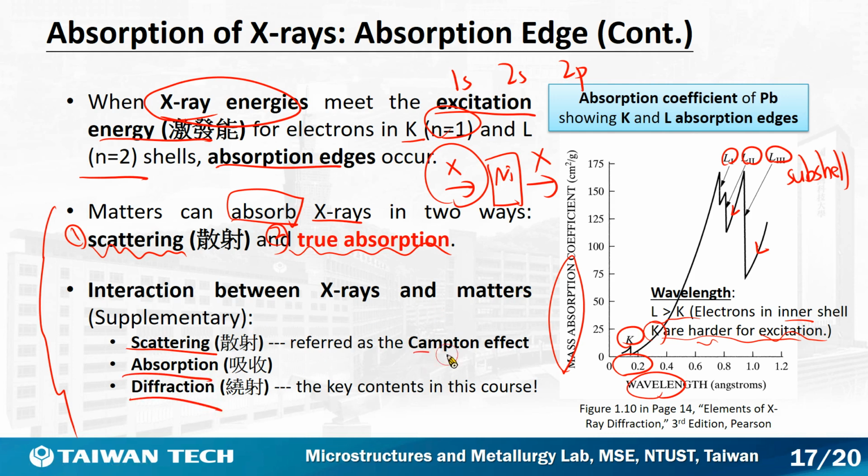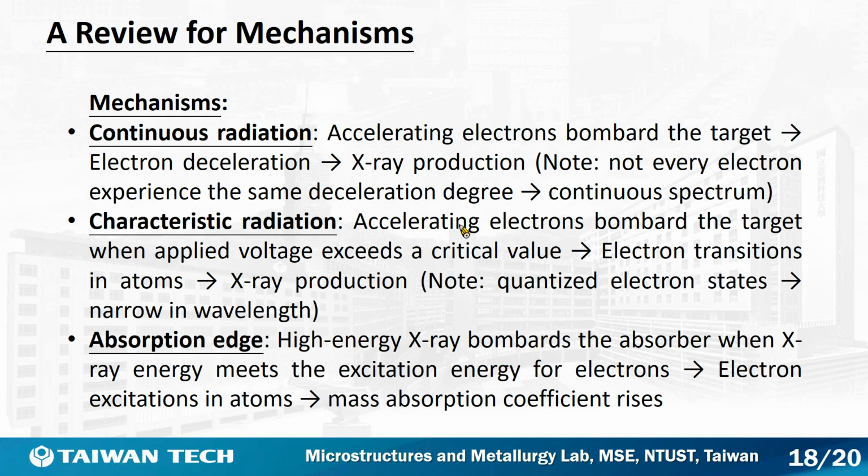For scattering, it's about the Compton effect. We will not talk about it here. Absorption is what we said here. And diffraction is the key concept in this course. We will discuss it in the later chapters. Okay, and this is just a review of the mechanisms. As in this chapter, we talk about many physical behaviors, for example, continuous radiation, characteristic radiation, and also the absorption edge. Let's talk about the mechanisms as a review.